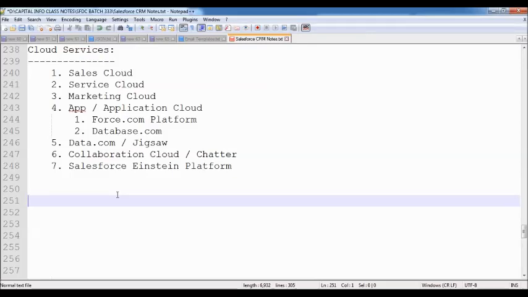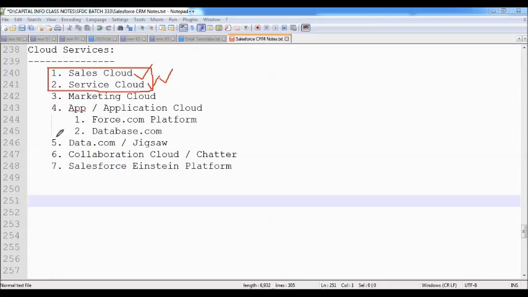Now, from an interview point of view, you will have some standard questions. What exactly is Sales Cloud, what exactly is Service Cloud? It's a common question in every interview. What do you mean by Sales Cloud? What do you mean by Service Cloud? What objects are we using in Sales Cloud? What objects are we using in Service Cloud? It's a standard question in every interview.